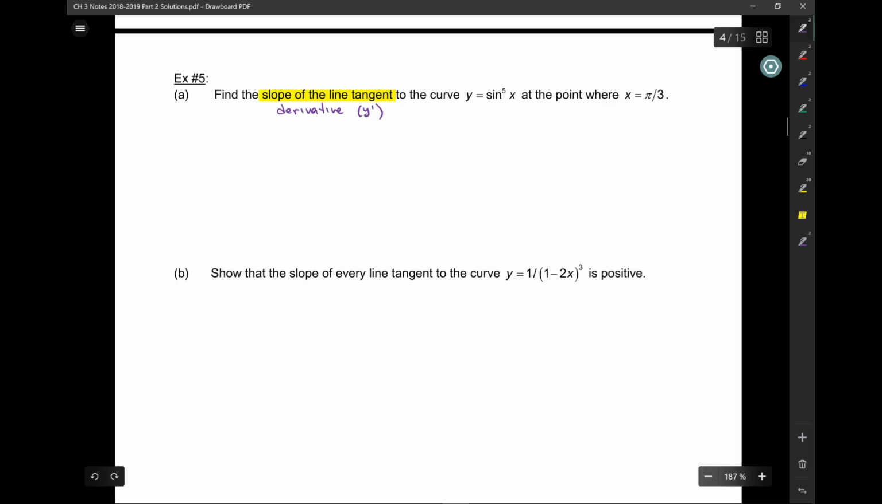Okay, slope of the line tangent to this curve at the point where x is equal to pi over 3. Okay, I'm given sine to the power of 5x. So far I know the product rule, the quotient rule, the chain rule. Any of those need to be applied here? The chain rule, how? What is the outside, what is the inside?